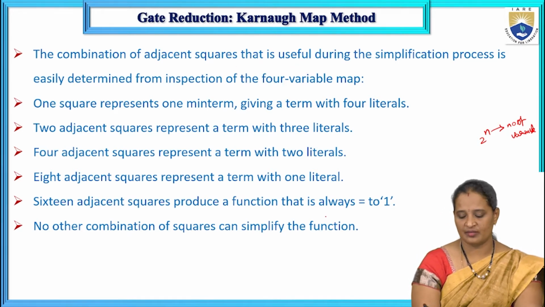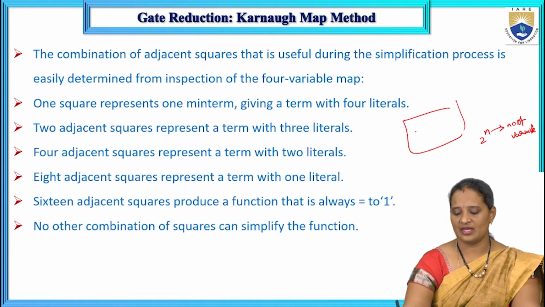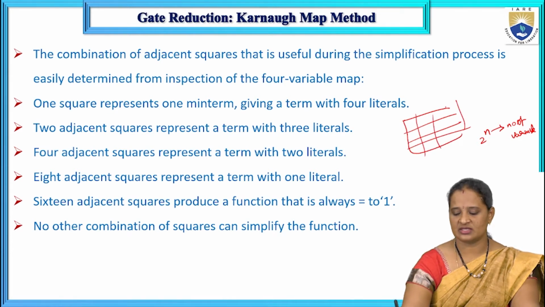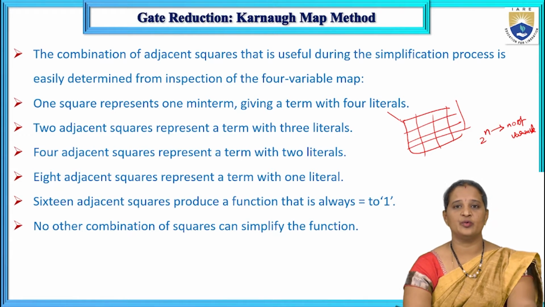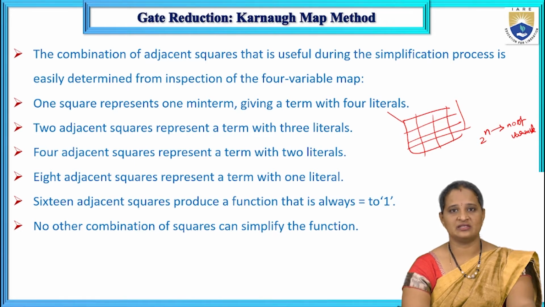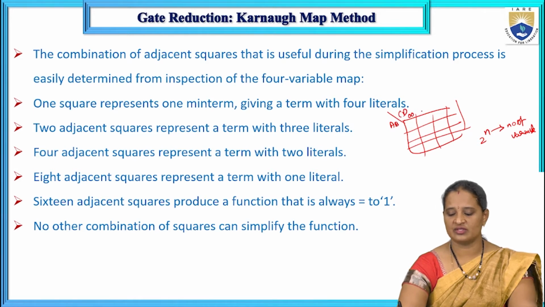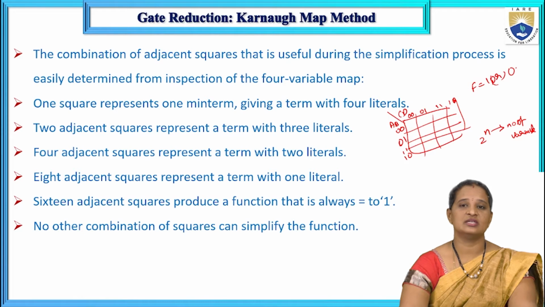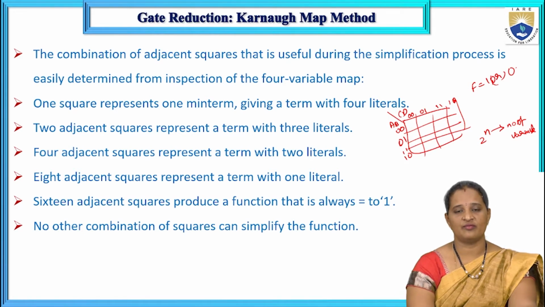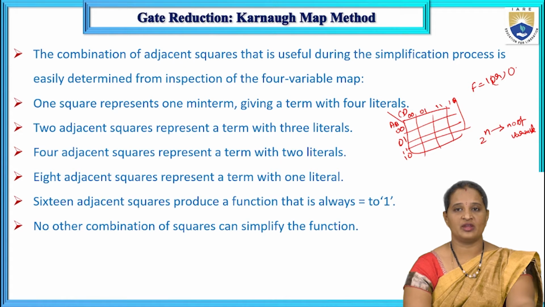So we have seen a 4 variable K-map. The 4 variable K-map has 16 cells, and the maximum possible group in a 4 variable K-map is a group of 16 cells. A group of 16 cells leads to the function being equal to either 0 or 1. By forming a group of 16 cells, the function may become either 1 or 0.